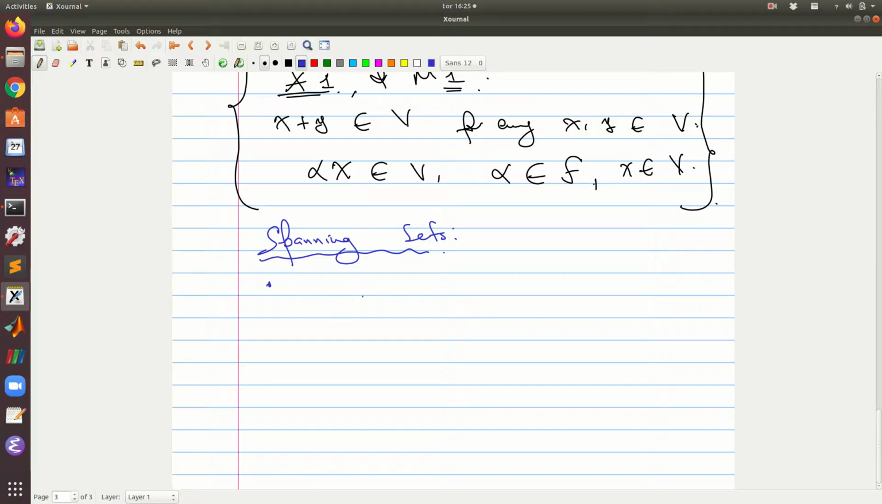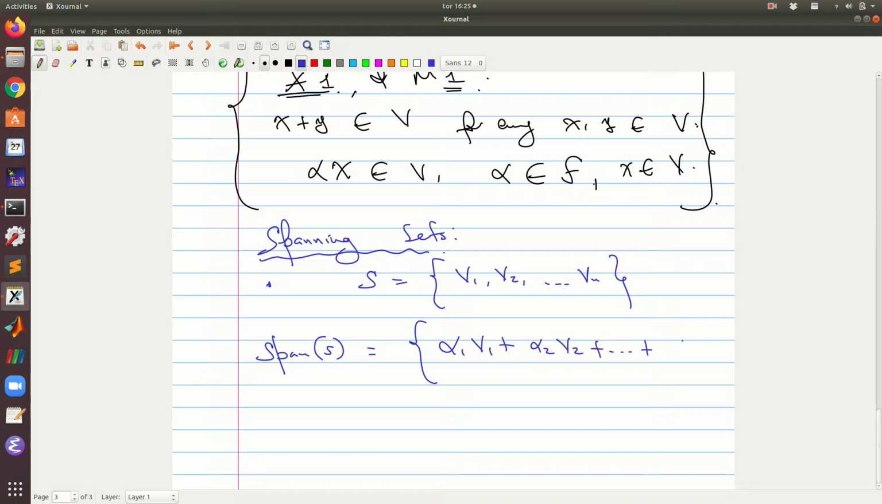So we say that for a set of vectors S, which is given by v1, v2 and so on up to vn, the span of S is defined as a linear combination of those vectors which are in S. The span of S is simply defined as a linear combination of those vectors in S.